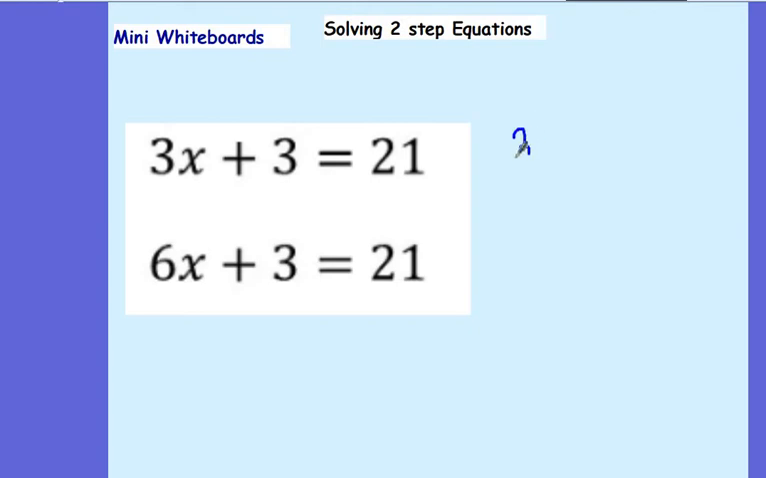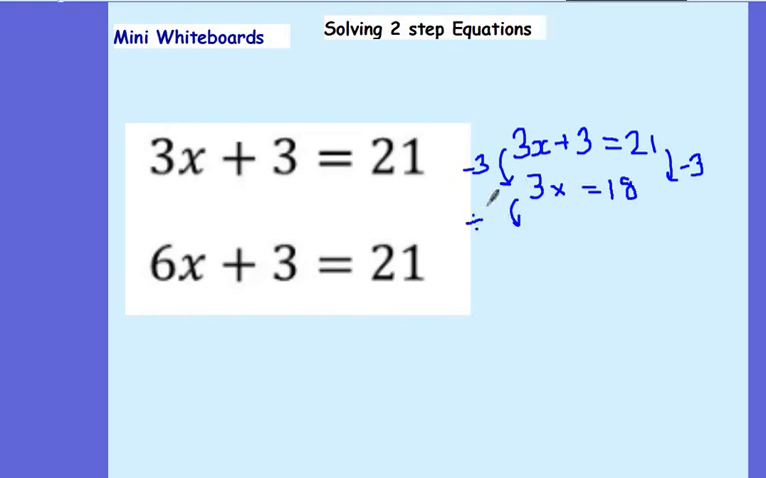Right, let's go through the answers. So the first one, I've got 3x plus 3 equals 21. Amelia, what do I want to do first? Subtract 3, very wise. Subtracting 3 from both sides leaves me with 3x equals 18. I then want to divide both sides by 3, which leaves me with x is equal to 6.